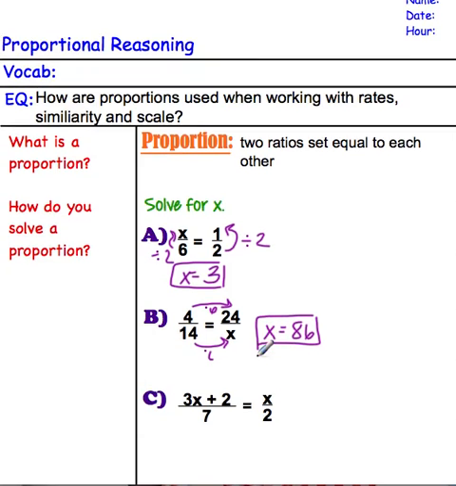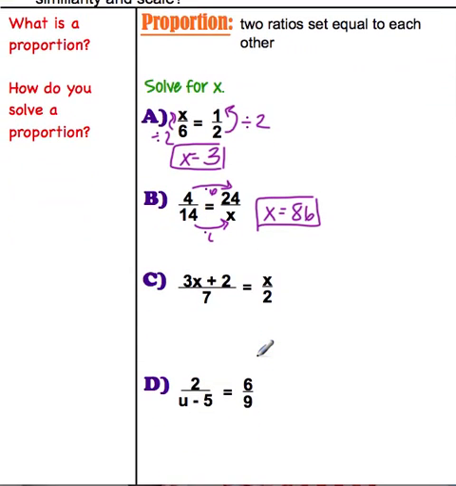Now if I look at C, 3x plus 2 over 7 equals x over 2. Another way I can look at this is as x divided by 2 instead of x over 2 as a fraction. And to get x alone, I would multiply by 2, or 2 over 1 in this case, on both sides. That'll cancel those, leaving me with x over here. And then I have 2 times 3x plus 2 over 7.